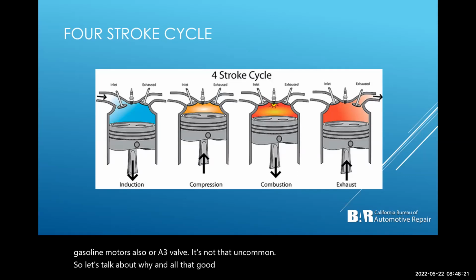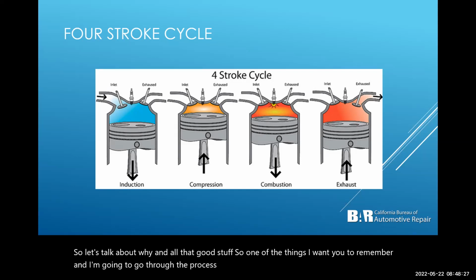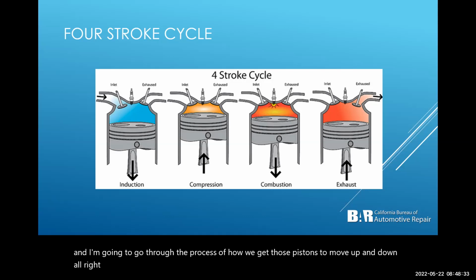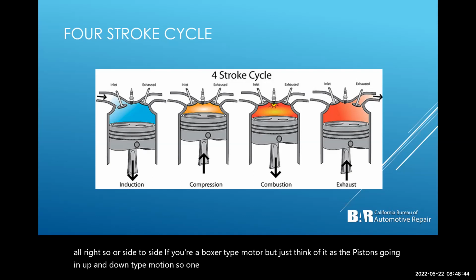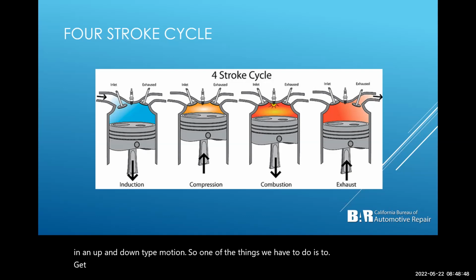So one of the things I want you to remember, and I'm going to go through the process of how we get those pistons to move up and down, or side to side if you're a boxer type motor. But just think of it as the pistons going in an up and down type motion. So one of the things we have to do to get the engine to run is go through what they call a 4-stroke cycle.